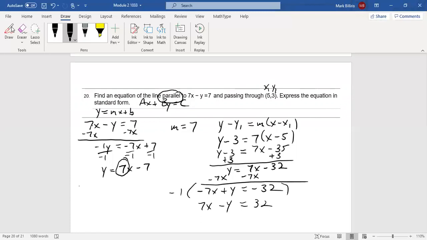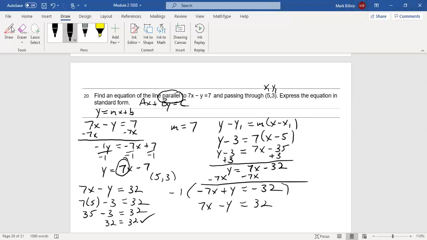So if my answer is 7x minus y equals 32, and it passes through the point (5, 3), I should be able to plug in 5 for x and 3 for y, and this statement becomes true. So in other words, 7 times x, which is 5, minus 3 has to give me 32 if I've done the problem right. So 7 times 5 is 35, and 35 minus 3 is 32. So my answer does check out.